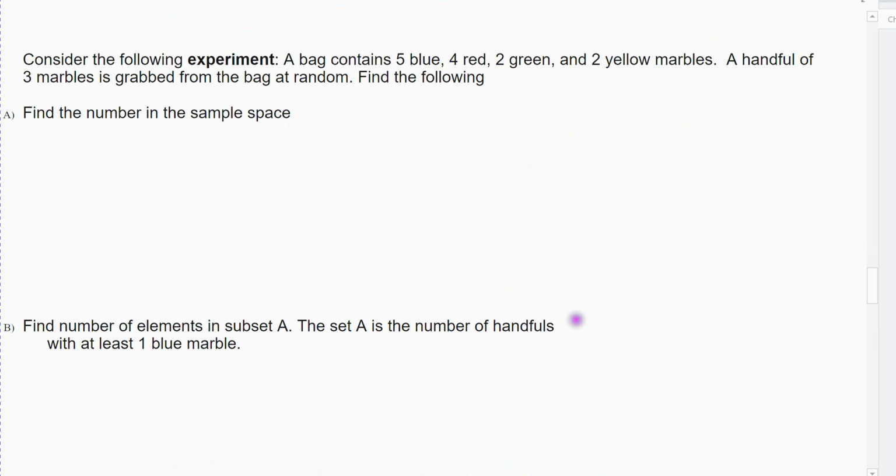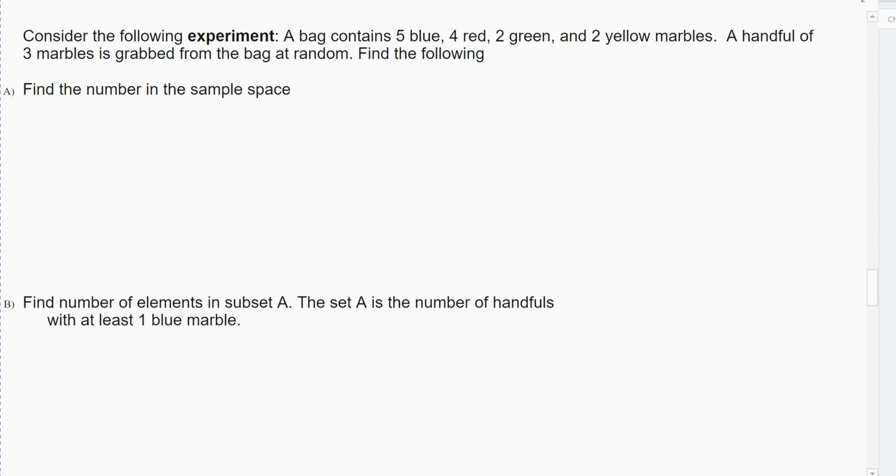A second experiment that we're going to look at is the bag of marbles, bag of candy, which you're going to be familiar with. If you didn't get those in Chapter 6, make sure you go back and look at them, because you're going to be doing them again here in Chapter 7. So I've got my bag that contains so many blues, reds, greens, and yellows. I pick a handful of 3. A handful means combinations. As soon as I see handful, I'm going to pick 3 out of 5, 9, 13.